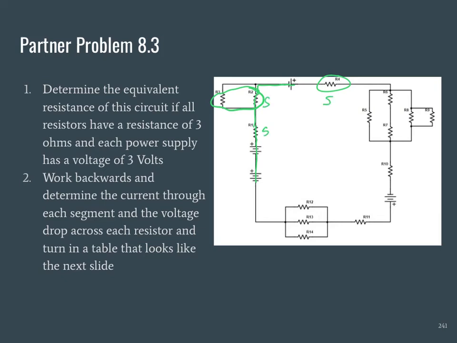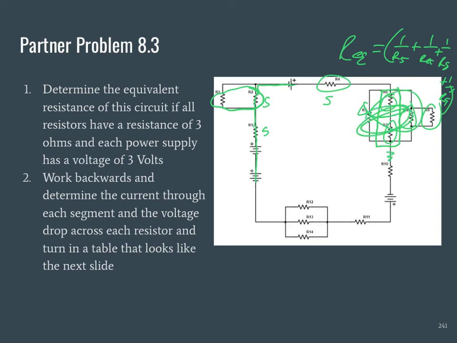And then I have R5, which is a parallel of R6 and R7, which is a parallel of R8 and R9. So the first thing I would do is I would combine 6 and 7 into a series circuit, and then I would use the equivalent resistance of 1 over R5, plus 1 over REQ, which is 6 and 7, right? And then 1 over R8 and 1 over R9, and take the inverse of that, right? So I get rid of all of these and I turn it into one series.